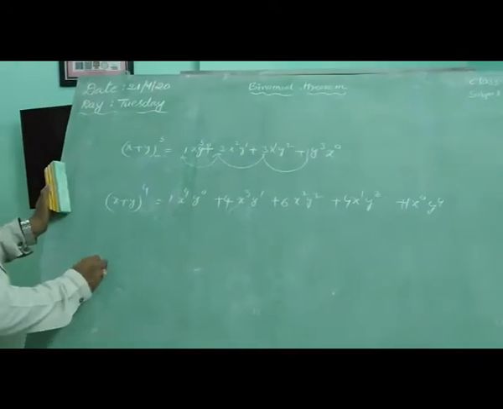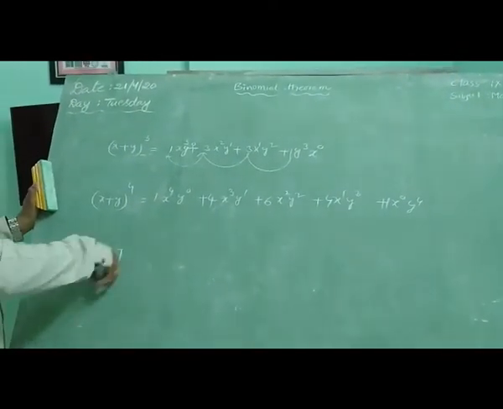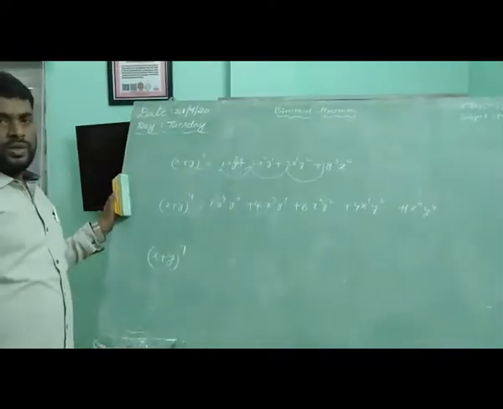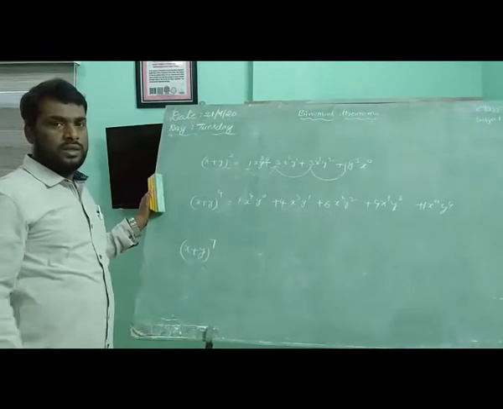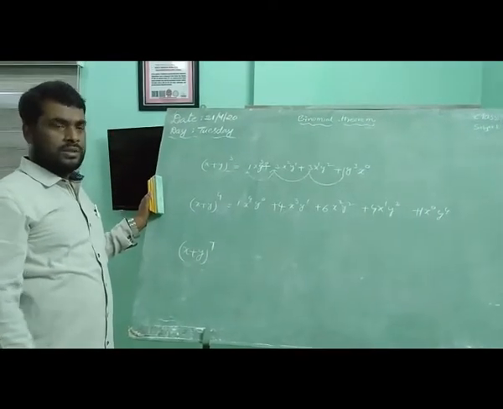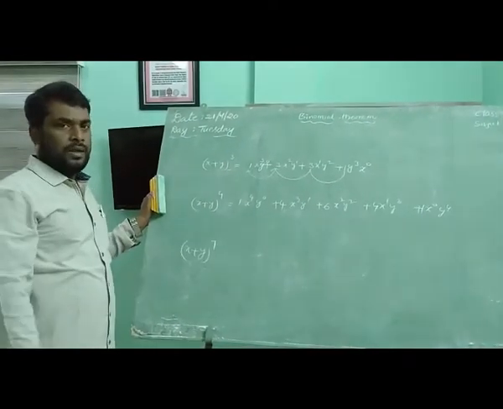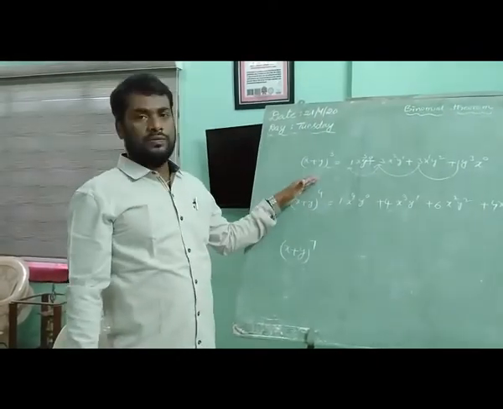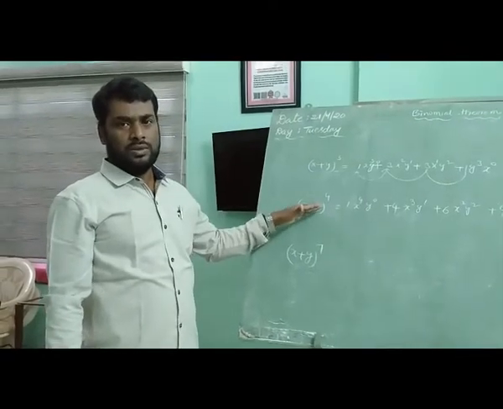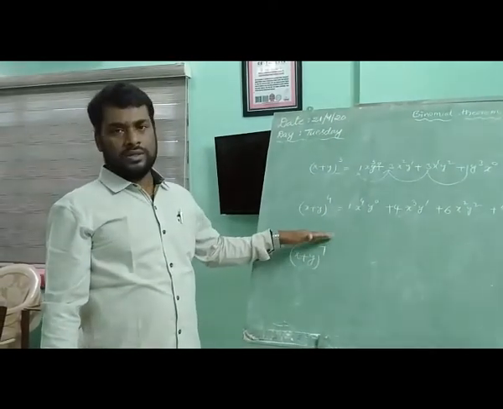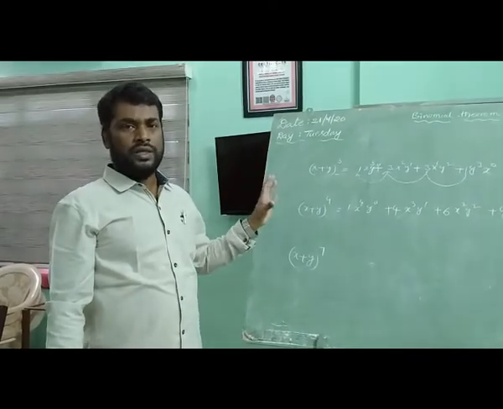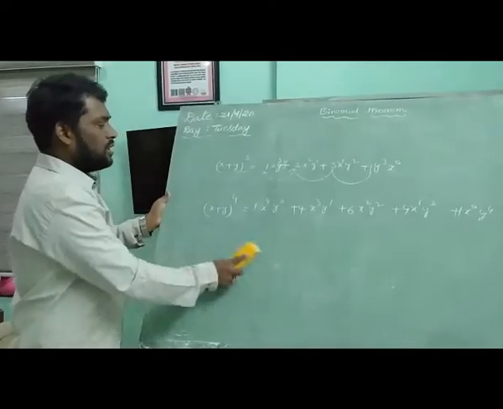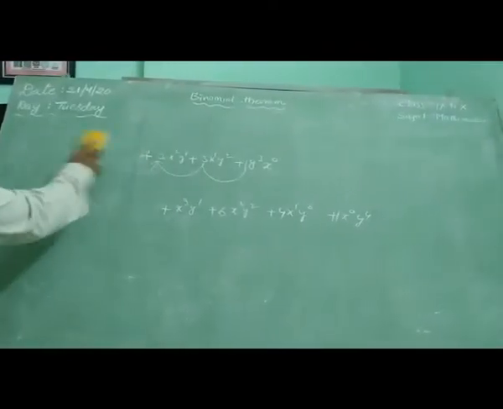Suppose one question I am giving: write the expansion of x plus y whole to the power of 7. If you want to write x plus y whole to the power of 7, first you should prepare x plus y whole to the power of 6. If you want to prepare x plus y whole to the power of 6, you need x plus y whole to the power of 5. So you take so much time for writing x plus y whole to the power of 4, 5, 6 and 7. Is there any shortcut to find these binomial expansions? Yes, there is a shortcut to find binomial expansions.